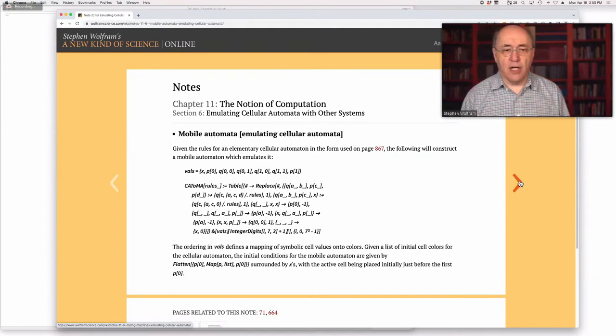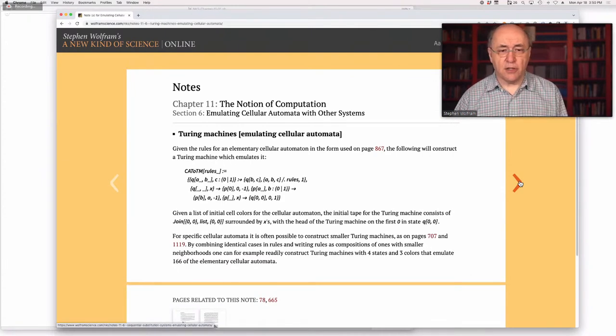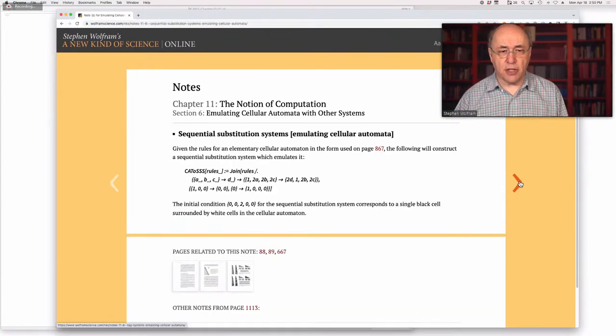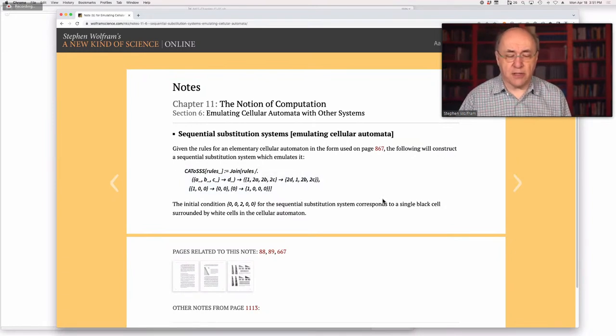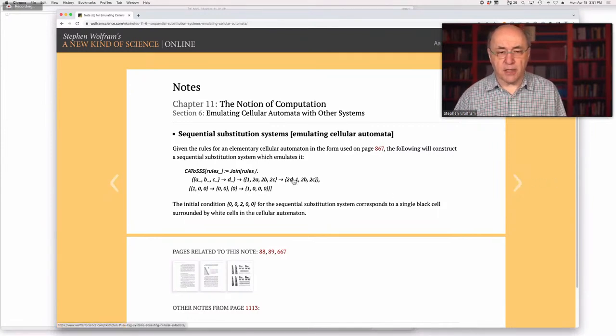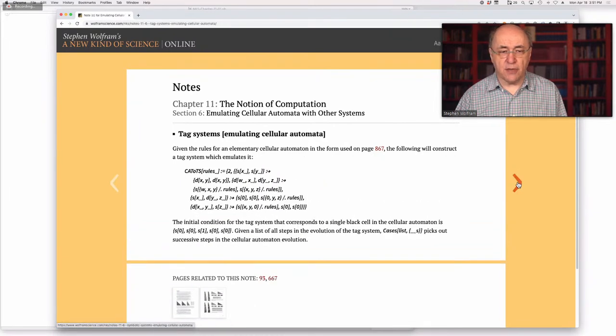Now we're on to emulating cellular automata with other systems. So this is the thing that builds a mobile automaton, compiling from a cellular automaton to a mobile automaton. Turing machines to cellular automata to Turing machines, cellular automata to sequential substitution systems. That's a rather straightforward transformation. Actually, that's a transformation that I effectively already used in the physics project to show that the hypergraph transformation systems in the physics project can emulate cellular automata. That's essentially the same idea that's being used there.